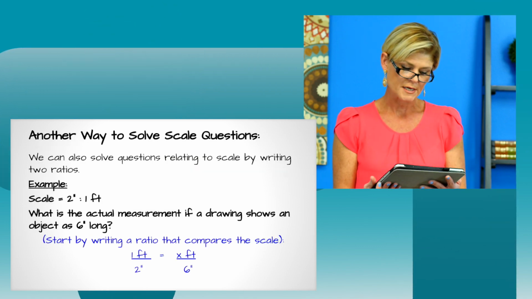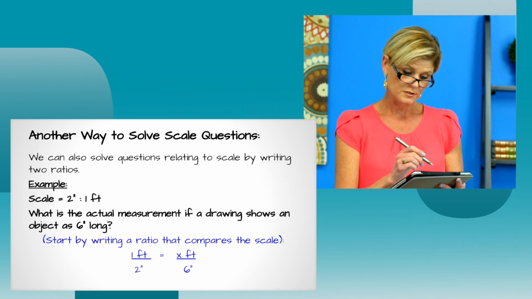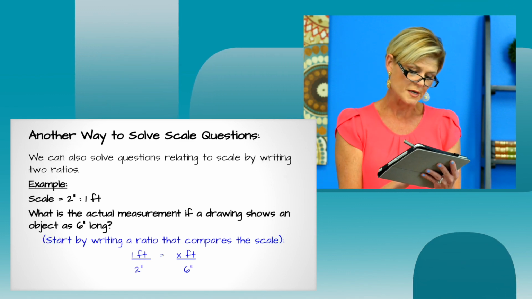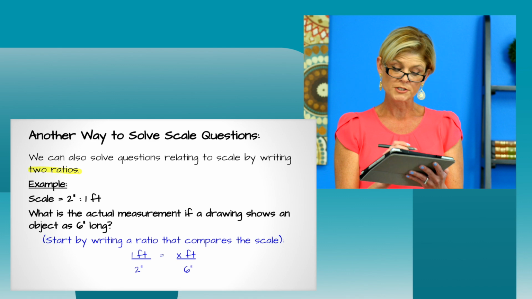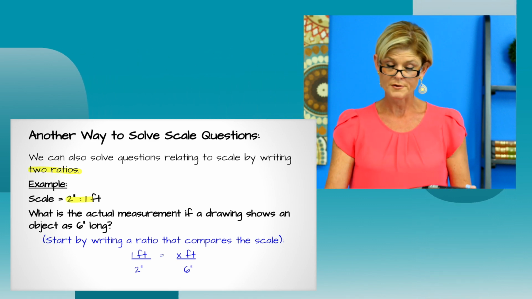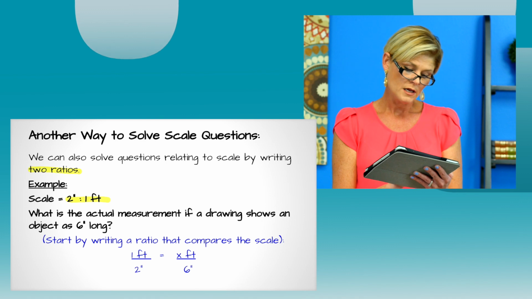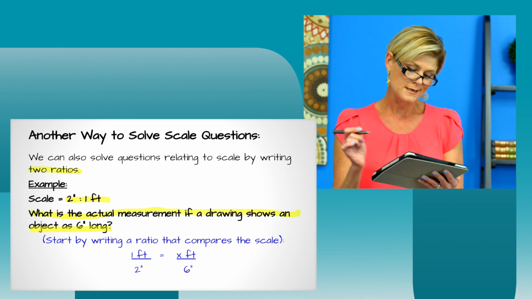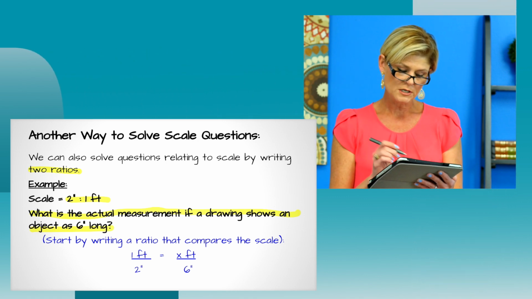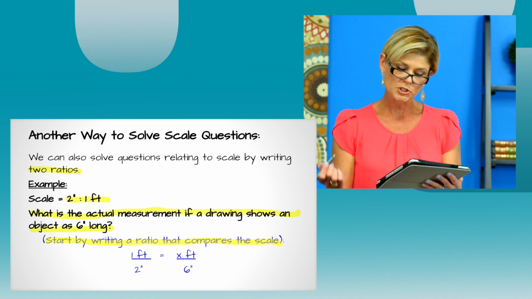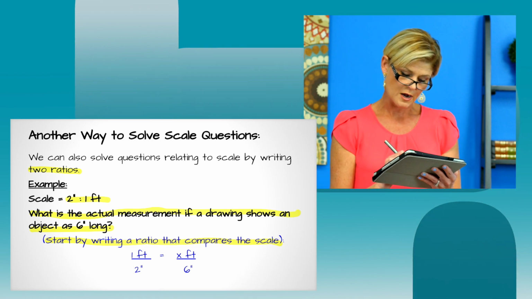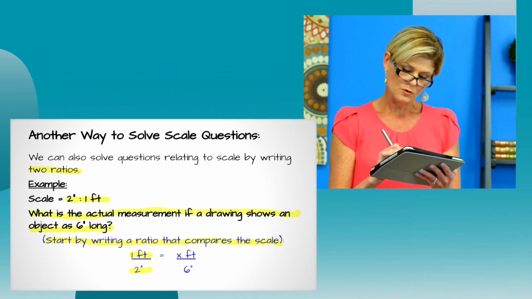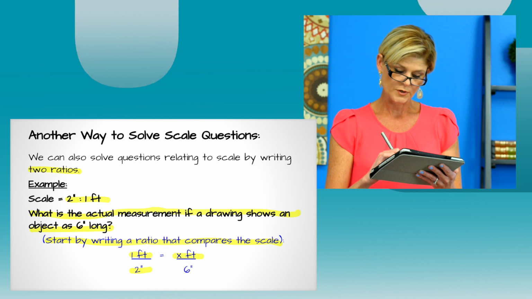Okay, let's talk about another way that you can solve scale questions: by writing two ratios. For example, let's pretend that our scale is 2 inches to 1 foot. What is the actual measurement if a drawing shows an object as 6 inches long? The first thing we're going to do is write a ratio that compares the scale. So we've got 1 foot to 2 inches. Remember proportions: equals x feet, or we don't know, over 6 inches.